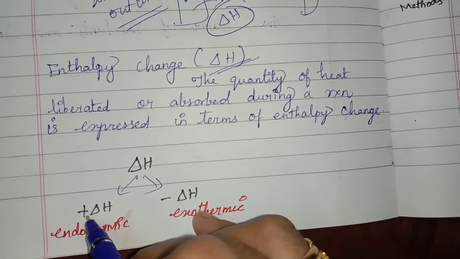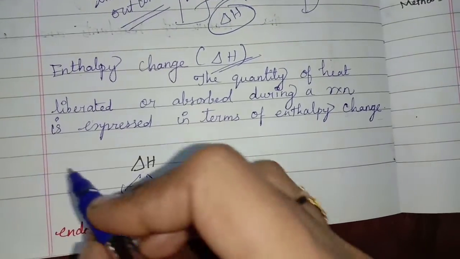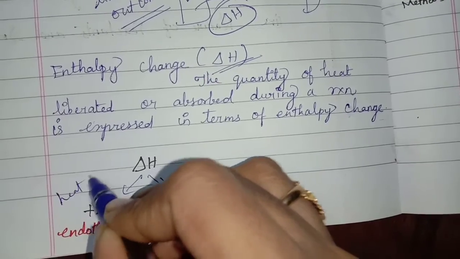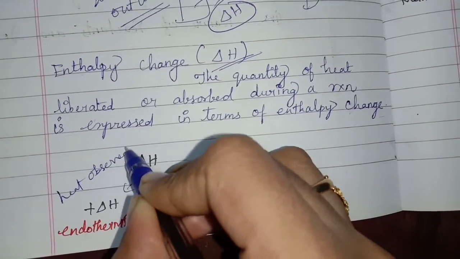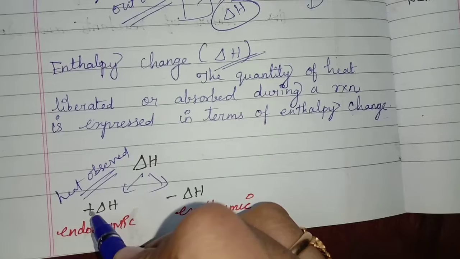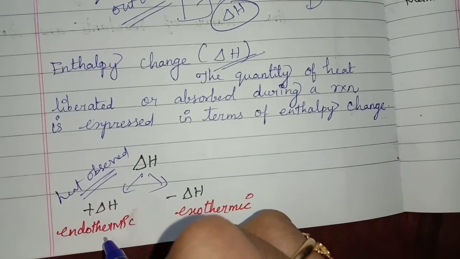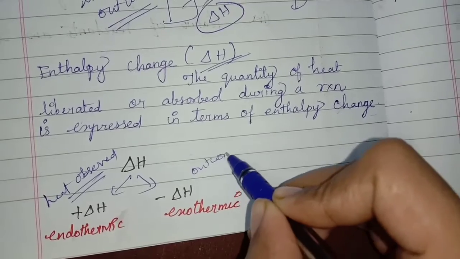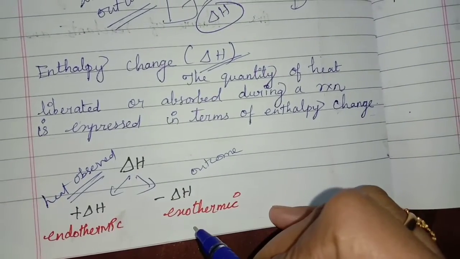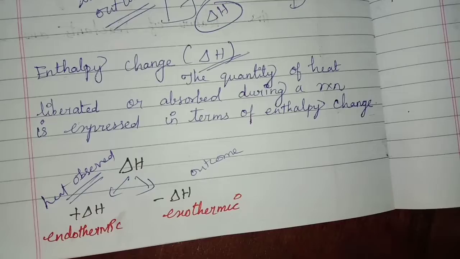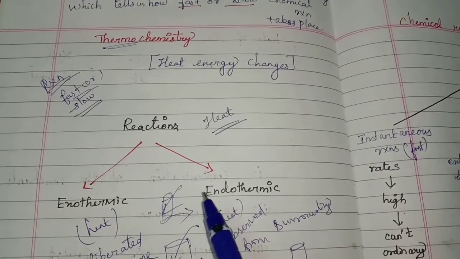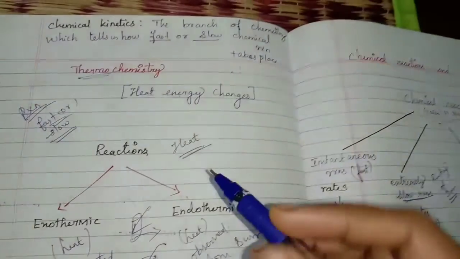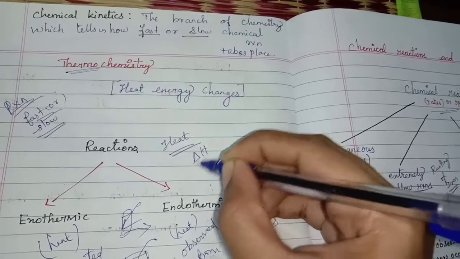Positive means heat absorption. If the heat is absorbed, then it is known as plus del H. This is an example for endothermic reaction. If the heat goes out, that is known as negative del H. That is an example for exothermic reaction. The reaction is classified into two types. The heat coming out has to be expressed in terms of del H.